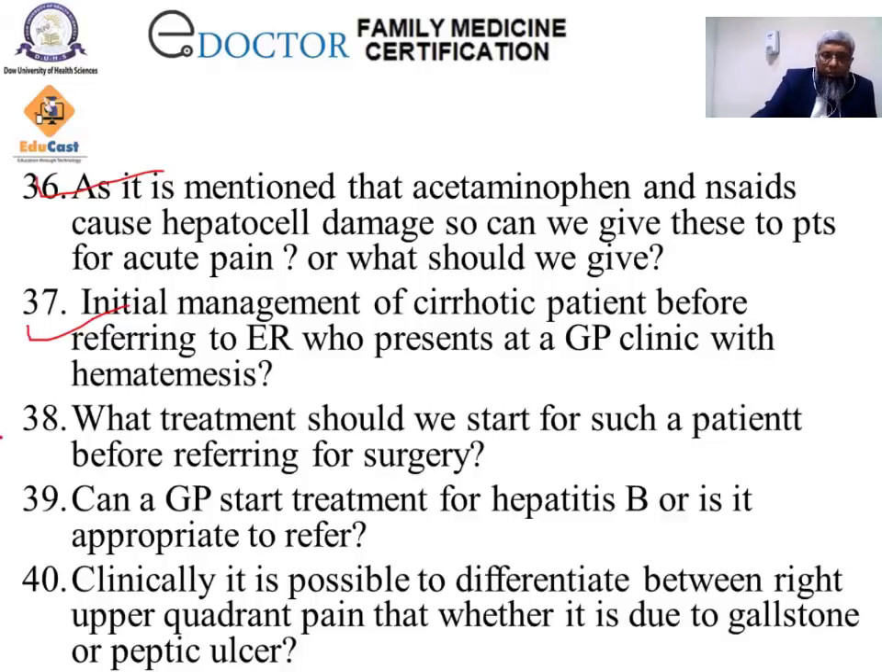Next question is what treatment should we start for such a patient before referring for surgery? For hematemesis with GI bleed, cirrhotic patient, they don't go for surgery. The role of surgery is very limited nowadays, and to buy time you can use the Sengstaken-Blakemore tube, or you can refer them for emergency liver transplant. Within our country, this is not possible yet.